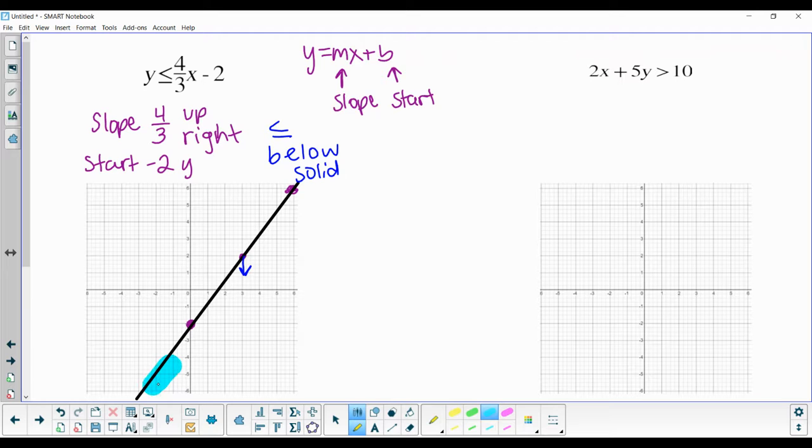So I'm going to pick a color, and I'm going to shade everything down here. And if I wanted to pick a coordinate as a solution, sometimes we were doing that, like whether this coordinate was a solution or not, I can pick any point as long as it's in this blue area. So say I went to this point. I can say that this is a solution, and the coordinate for this point is x and y, so 4, -3.